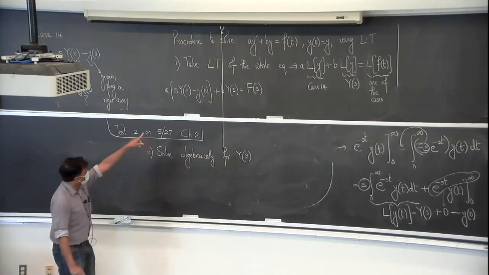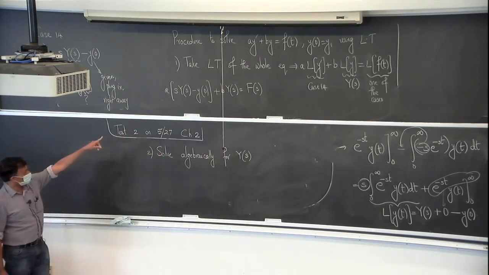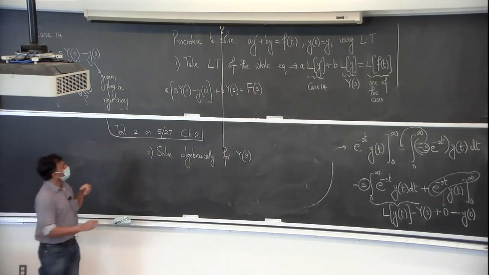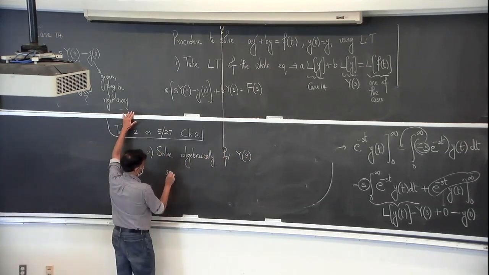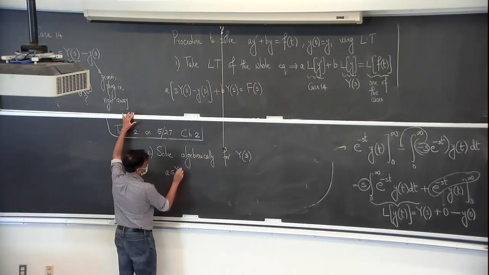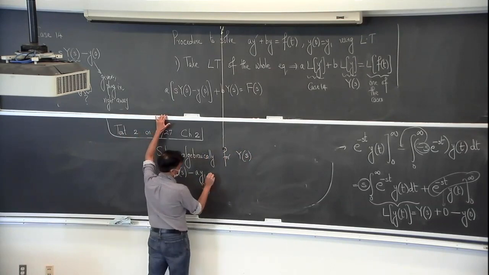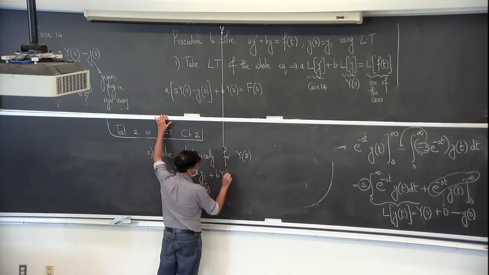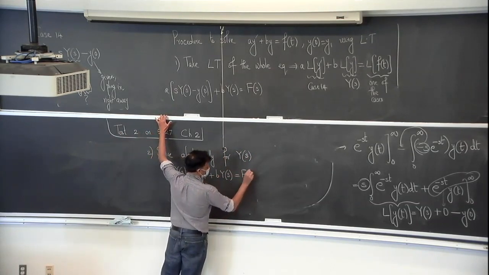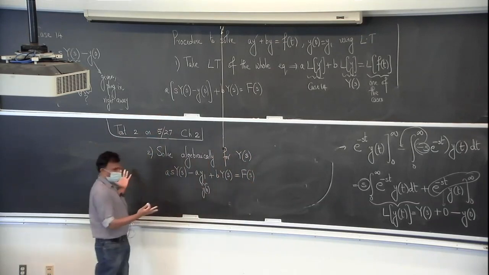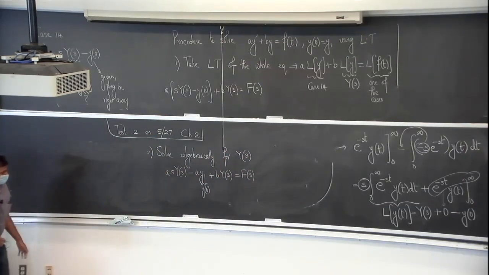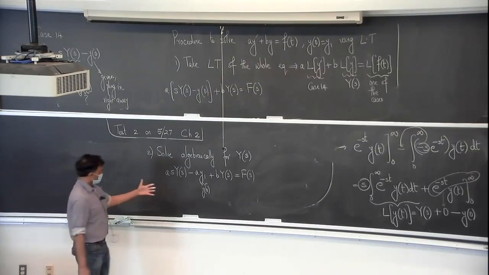And at that point, you can also observe that the value for y of 0 should be plugged in. Okay. So we have s Y of s minus a times y1, that is my y of 0, plus b times Y of s equal to F of s. This is a typical algebraic equation. You don't need any nuclear weapons to solve this.